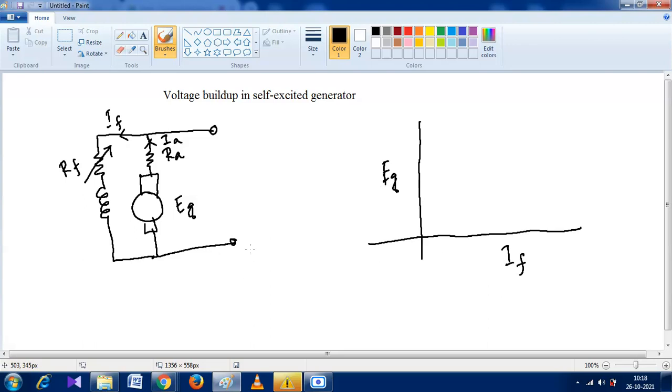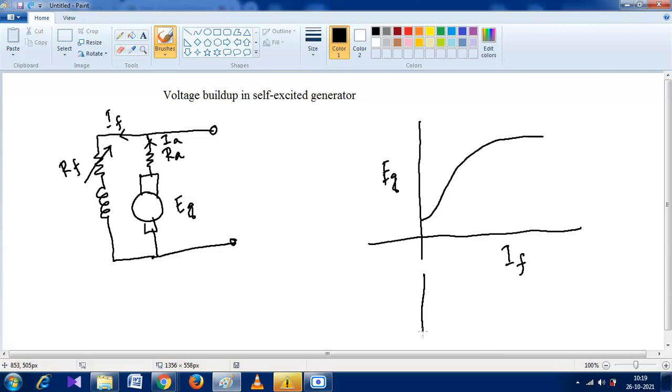And what is the nature of that curve? In the previous lecture I told you, it's like that. Am I right? Yes, sir.